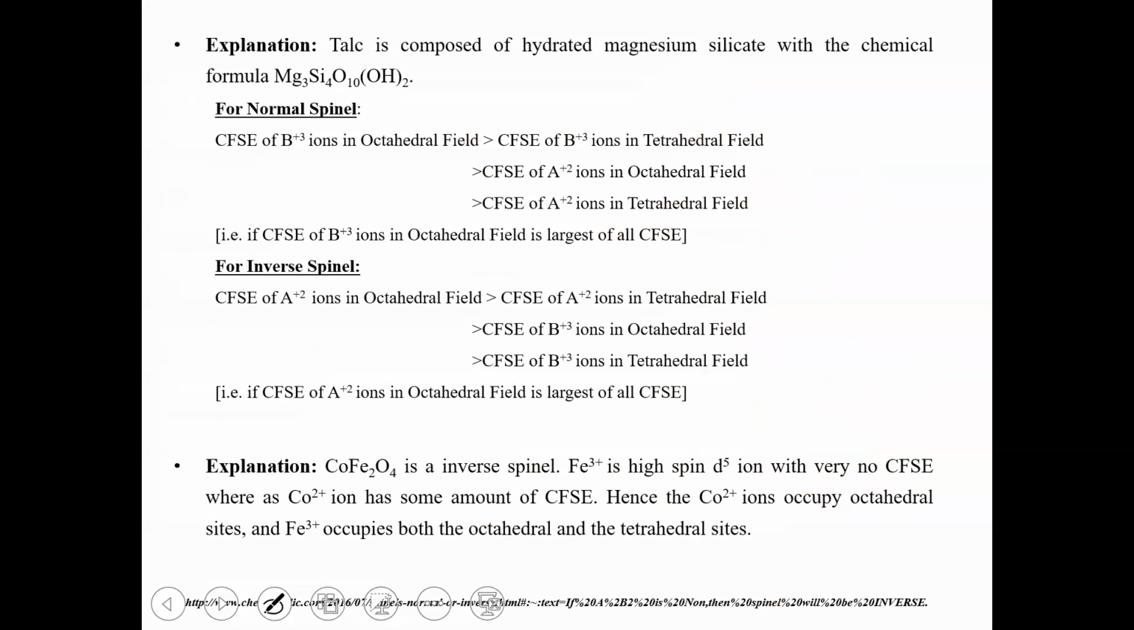If the bivalent cation has a higher crystal field stabilization energy in an octahedral field compared to the trivalent ion, you will get an inverse spinel, right? Or if a trivalent ion has a higher crystal field stabilization energy in an octahedral field compared to the bivalent one, it will result in a normal spinel.